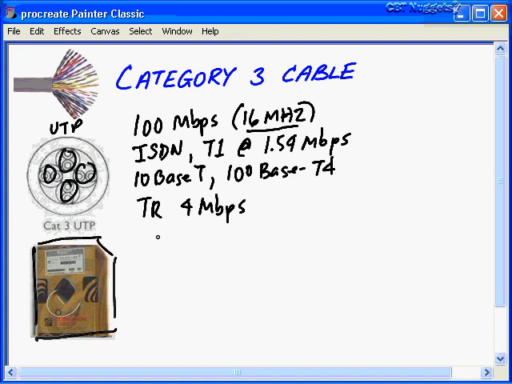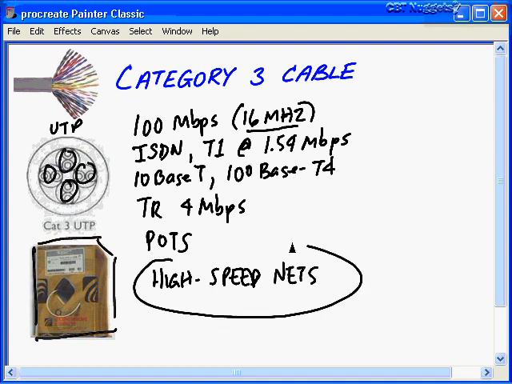Also, most of your telephone systems, the plain old telephone system, going way back to the mid-90s, use Category 3 cable. You're not going to find Category 3 cable used in high-speed networks. You're not going to find Category 3 cable used in high-speed networking because it doesn't handle noise and interference very well. Unshielded twisted pair doesn't do well with noise.